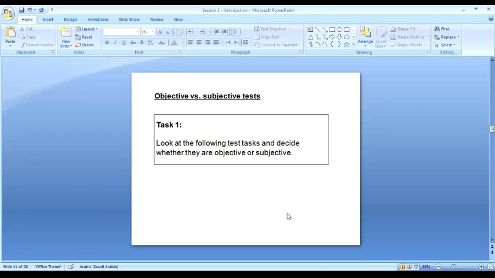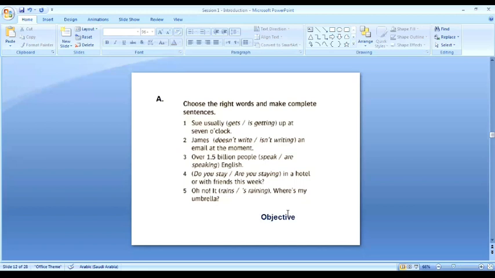Task 1: Look at the following test tasks and decide whether they are objective or subjective. A: Choose the right words and make complete sentences. So, usually you get or is getting up at 7 o'clock. Here the students are going to choose the correct answer. So what do you think of these questions? Are they subjective or objective?